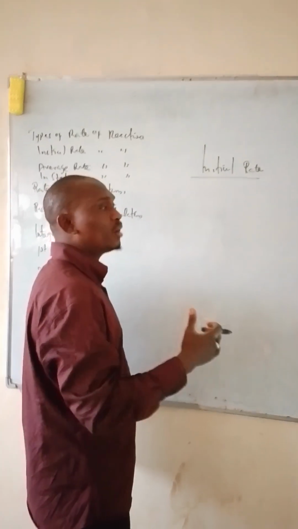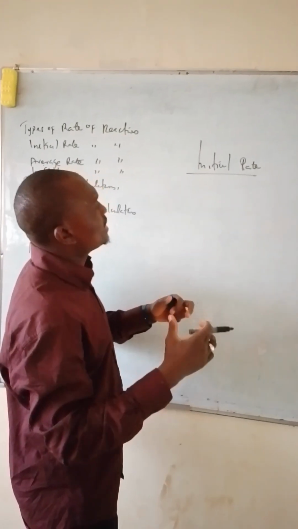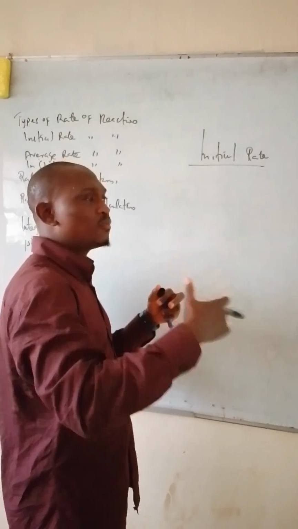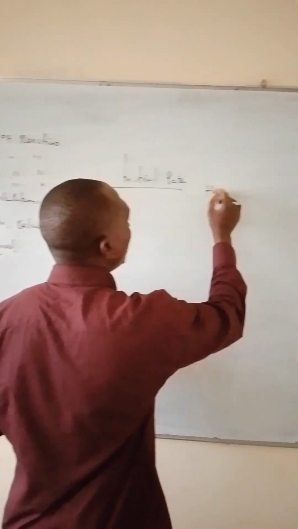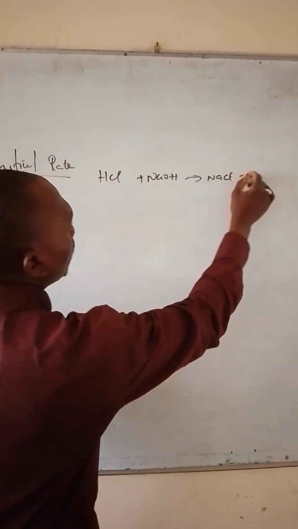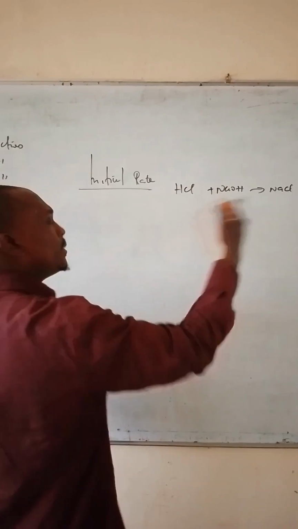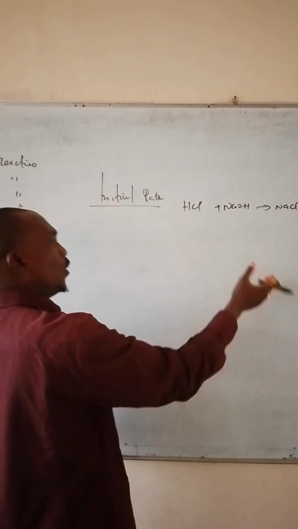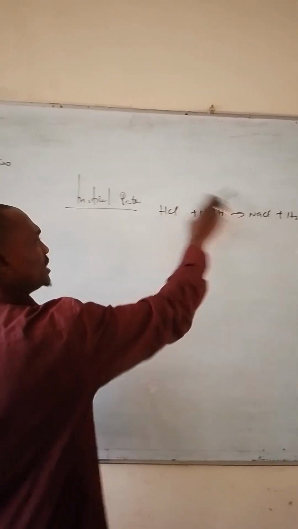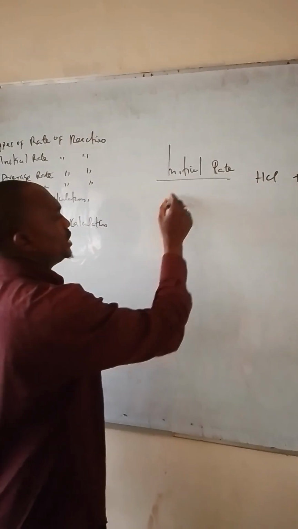The initial rate of a chemical reaction is defined as the period before the two reactants collide with each other and a product is formed. For instance, if we have HCl plus sodium hydroxide, it gives us sodium chloride plus water. So the initial rate is just the rate before the chemical reaction occurs, before each of the atoms of these reactant molecules collide with each other. It is referred to as the initial rate.